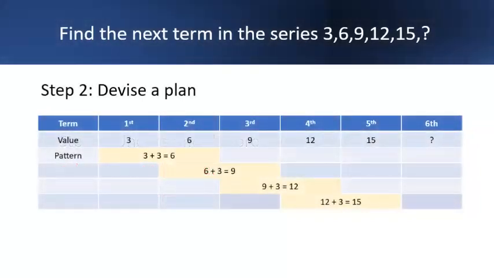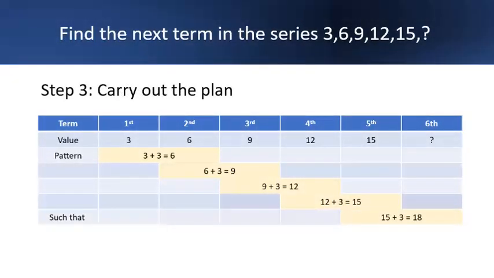Next, we devise a plan. There are various strategies that can be applied depending on the type of problem. In this case, we need to find out how the numbers progress or change. Simple analysis would tell us that the next number is 3 more than the previous number. Hence, to get the second term, we add 3 to the first term. That is, 3 plus 3 equals 6. To get the third term, we add 3 to the second term, and so on.